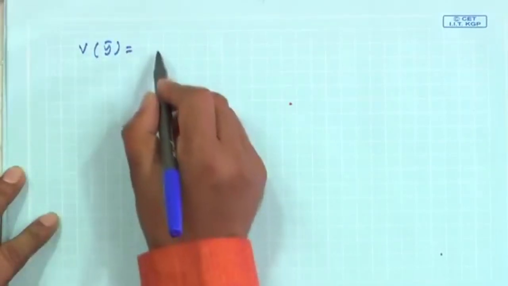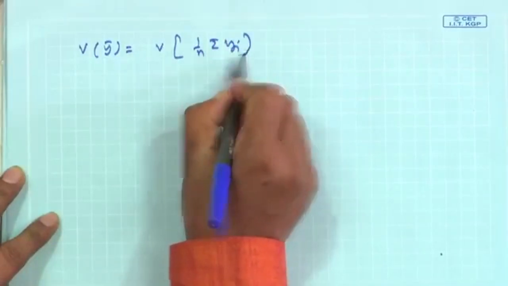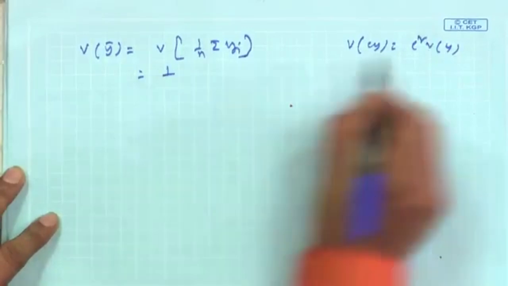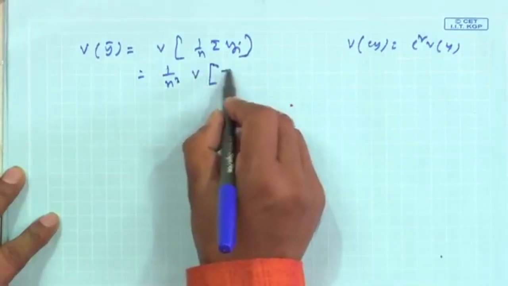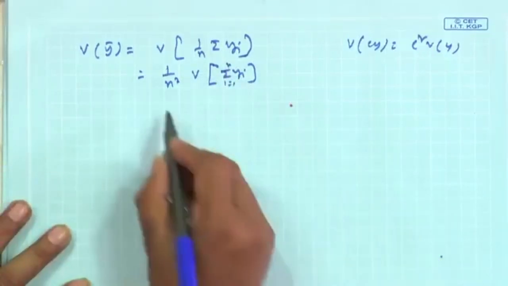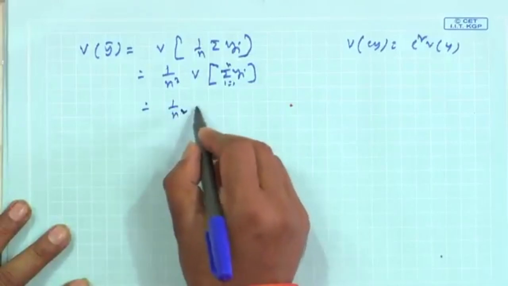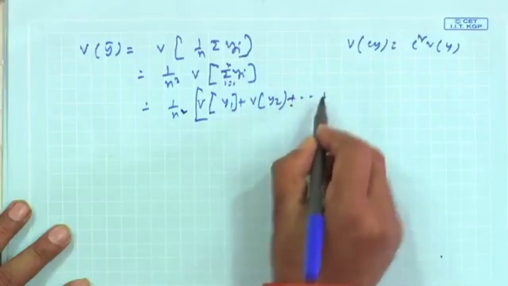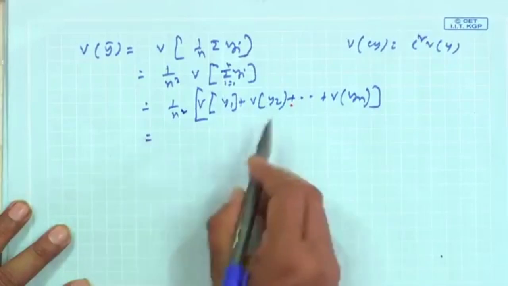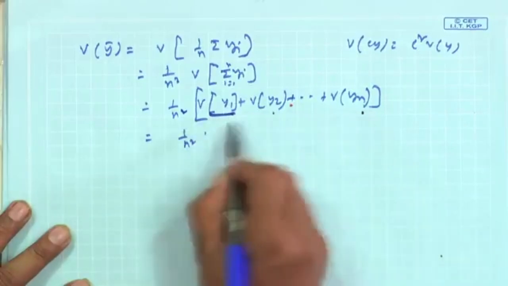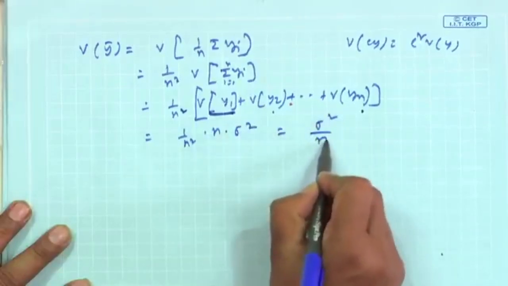Now, what will be the variance of y bar? That means variance of 1 by n sum total y i. I told you earlier that variance of c y equals c square variance of y. So, from this you can write 1 by n square variance of sum total of y i. Again, as the y i's are independent, the variance of the sum will be the sum of each variability. So, that means 1 by n square, variance of y 1 plus variance of y 2 plus ... plus variance of y n. Variance of y 1, y 2, y n are all the same, that is sigma square. So, n such sigma square values will be added, giving n sigma square, and this will be sigma square by n.